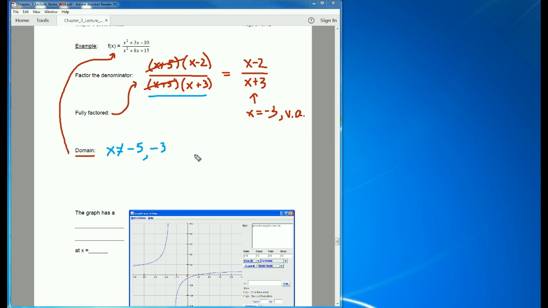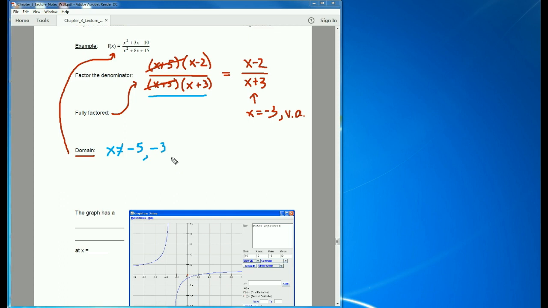Okay. So if we were going to write the domain in interval form, I'm just going to say this, I'm not going to write it out: (-∞, -5) union (-5, -3) union (-3, ∞). So in other words, we're just excluding these two values.